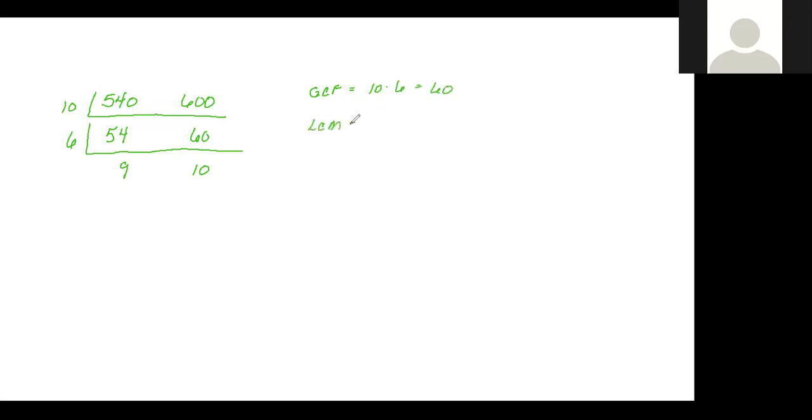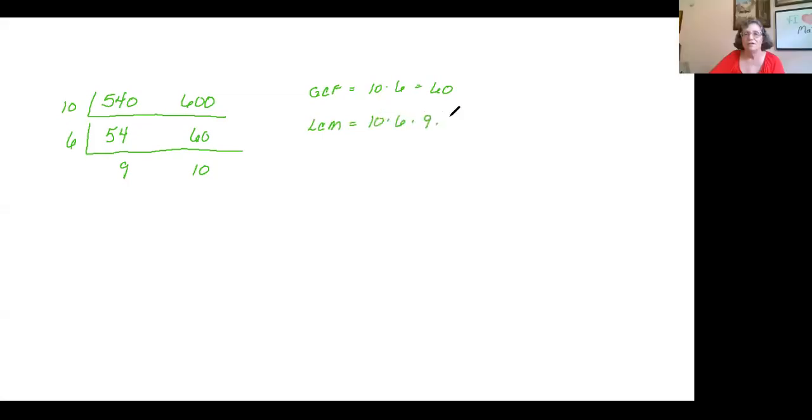And the least common multiple will be 10 times 6 times 9 times 10, which is 54 times 100, 5,400.